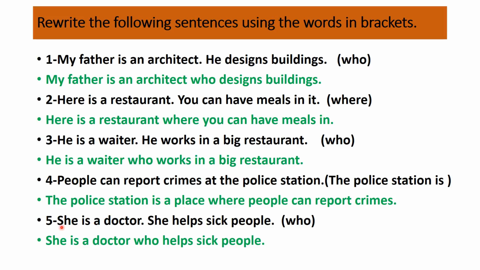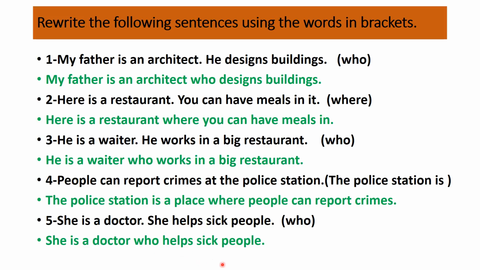Number 5. She is a doctor. She helps sick people. Use who. The subject here is she, and in the second sentence also it is she. So the first sentence will be the same. She is a doctor. Connect with who. And then the verb helps.